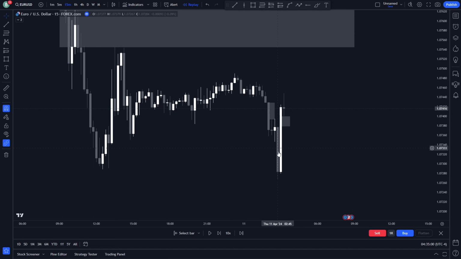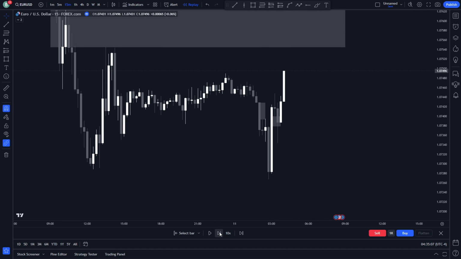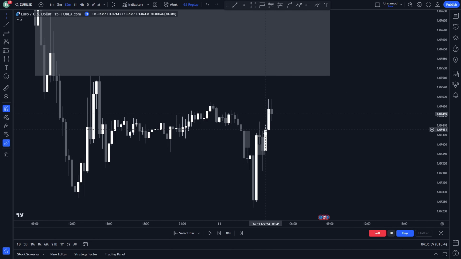So if we are not continuing lower, what are we most likely doing? We are most likely continuing higher. And that is also what we can see here, that we follow through and we take out the liquidity here.